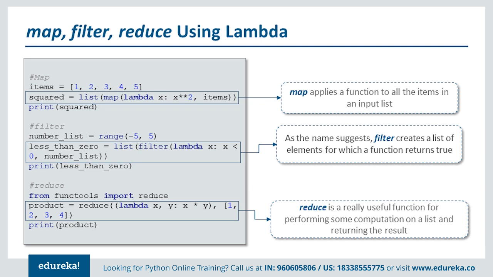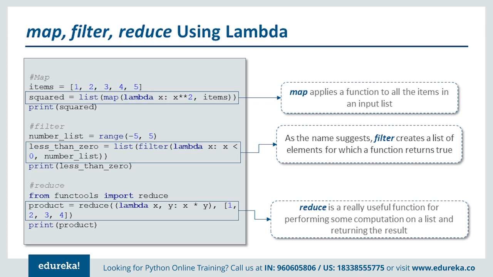In the first one, map, we have a particular item called items. We are using the Lambda in which we do a particular exponent of the values, and according to that each and every item of the items list will be picked up. Similarly, in the case of filter we are using the same lambda keyword, and in the case of reduce also we are using the lambda keyword.